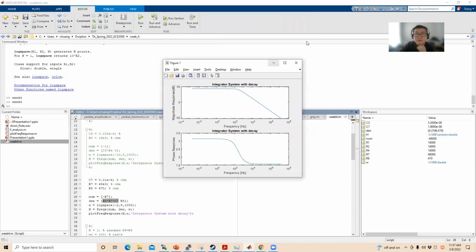Yeah, you can see at this range, the magnitude response doesn't change. But at this range, you can see the magnitude decrease in this range. And you can also see the phase changed across the different frequency.